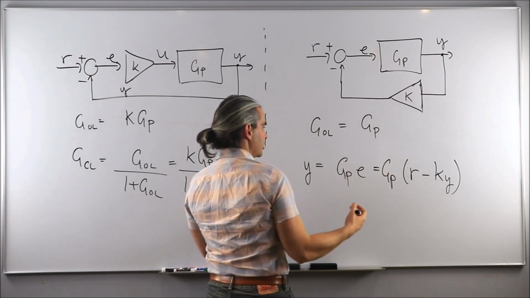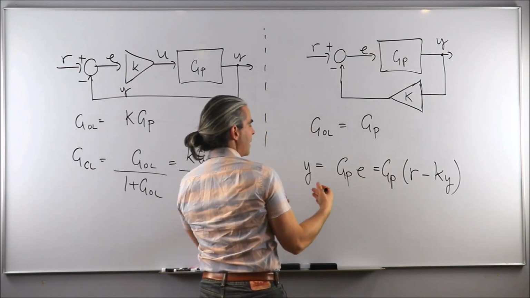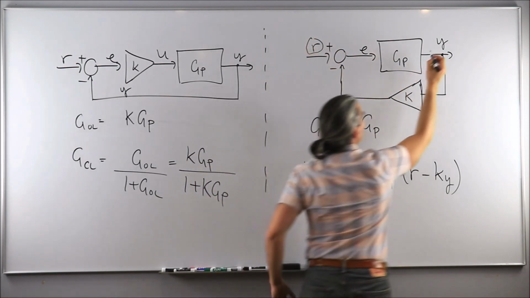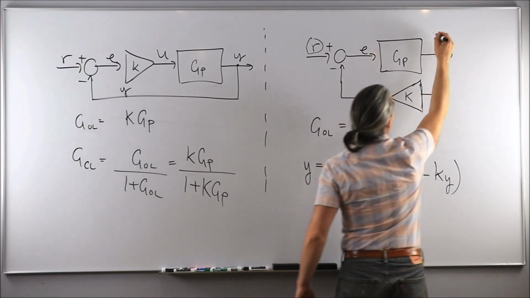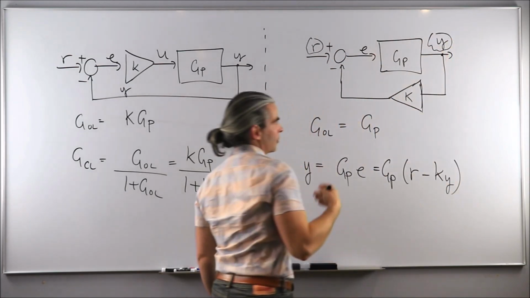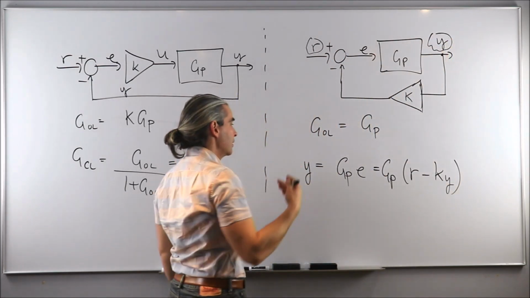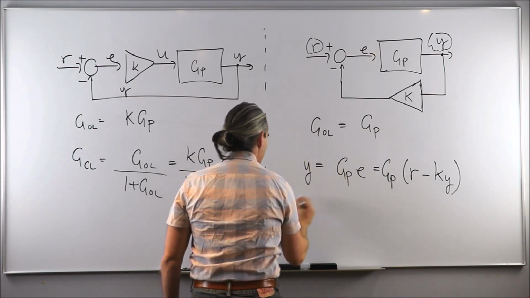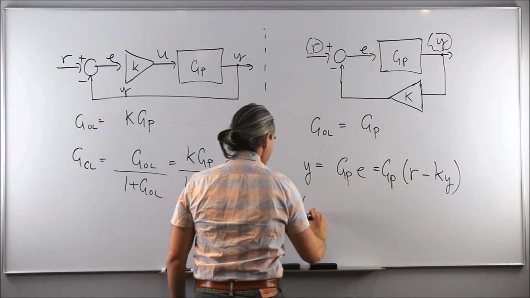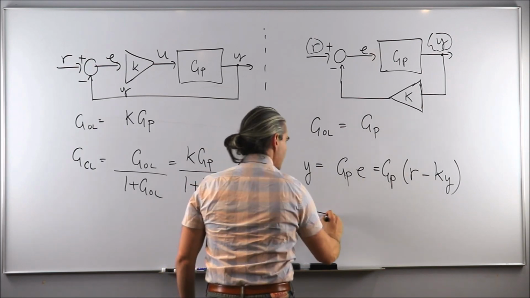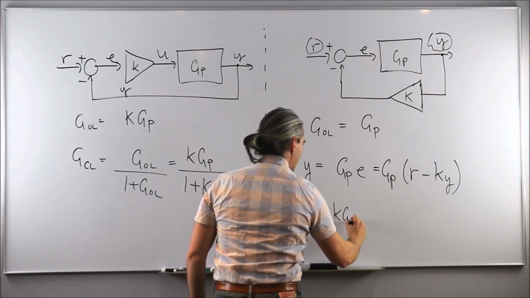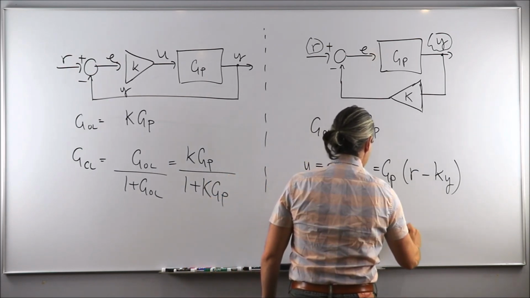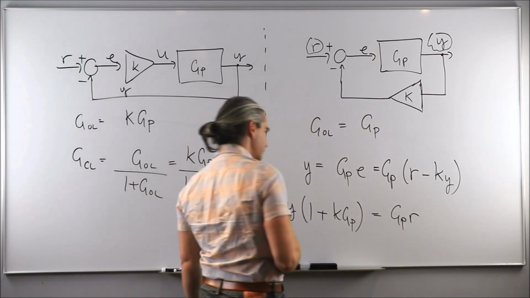And now I've gone through all the paths, or I've closed the loop by writing this equation essentially. And now I'm in a good position to solve for the mapping between the global input R to the global output Y. Or in other words, finding the closed loop transfer function manually. I'm going to put all the Y terms on one side and solve for it. So Y times (1 plus K times G of P) is equal to G of P times R.